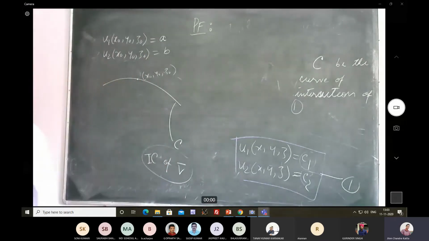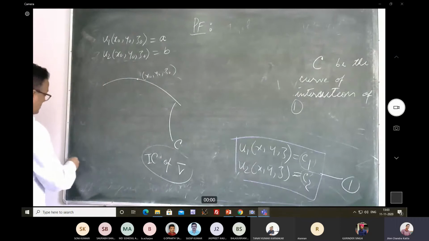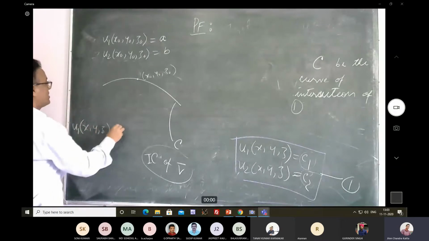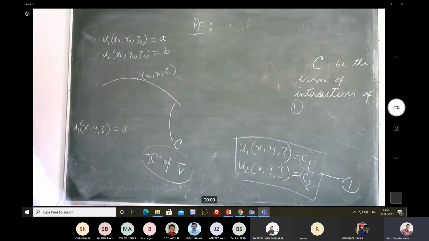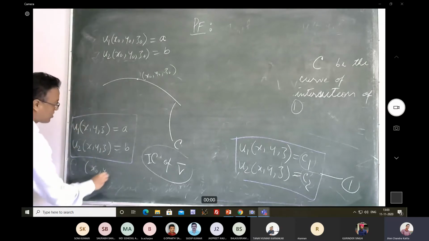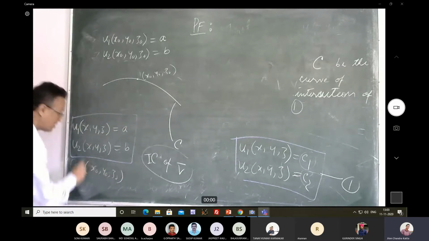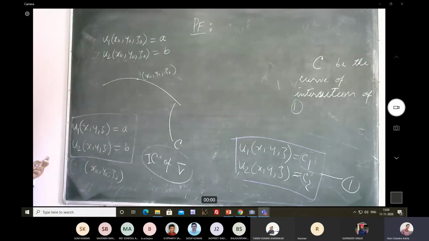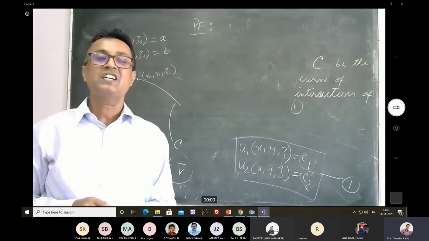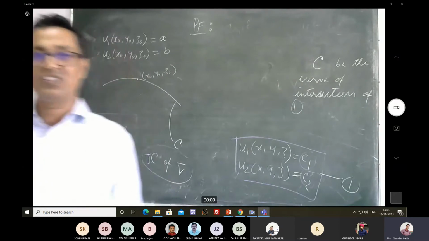So then, what is going to happen? Now, if I choose the surfaces U1 of x, y, z equal to a and U2 of x, y, z equal to b, then definitely the point x0, y0, z0 is going to lie in the curve of intersection of these two surfaces. Agree or disagree?